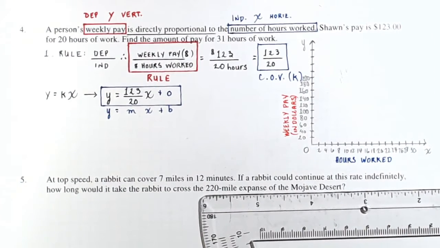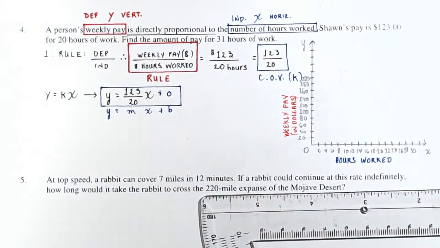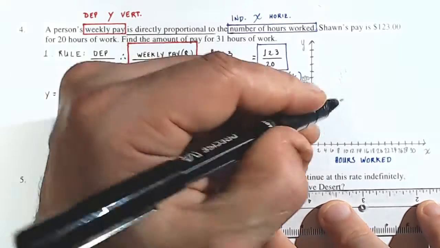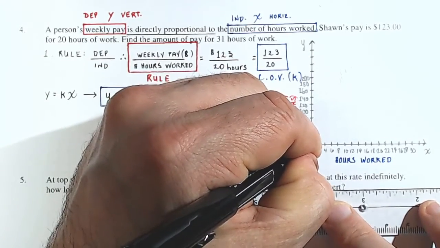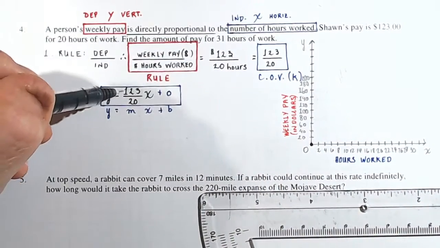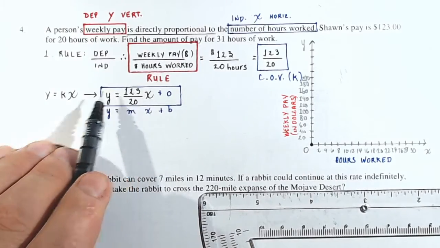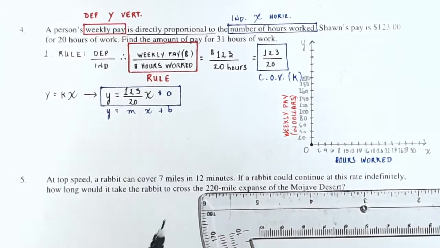So what we're going to do now is plot our equation that we came up with. And to do that, we have to start at the y-intercept. So the y-intercept of this is 0, 0. So I'm going to put a dot there. And now I'm going to go up the rise and over the run. So the rise is $123 and the run is 20 hours. Let me show you a way to do this that makes it ultra precise.